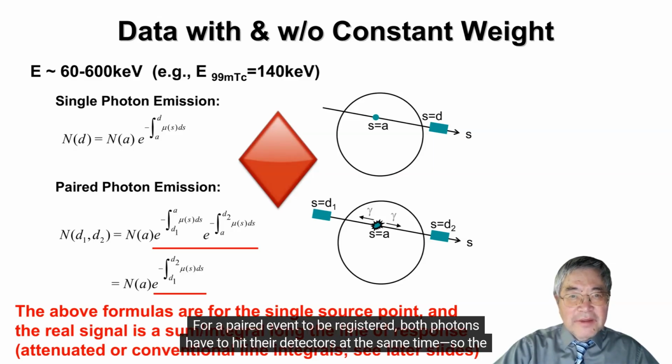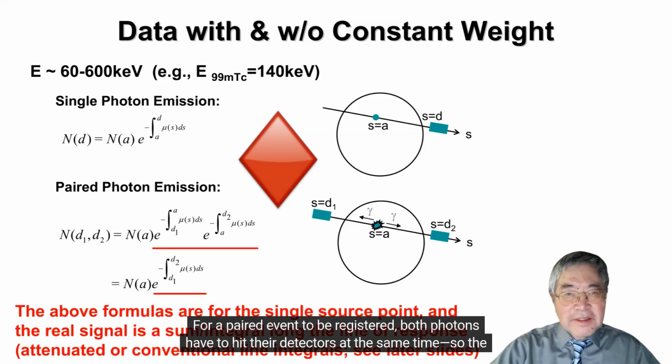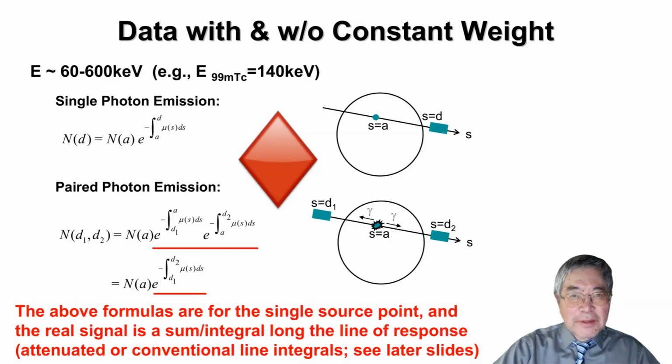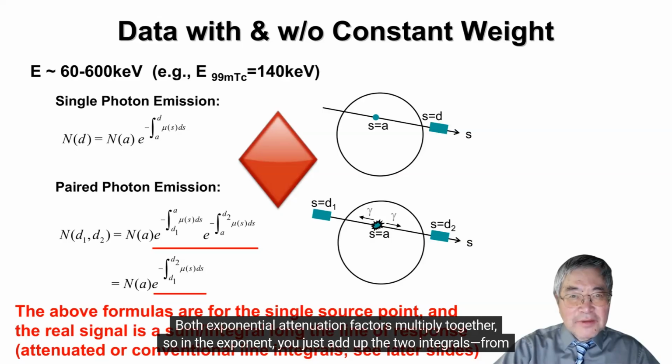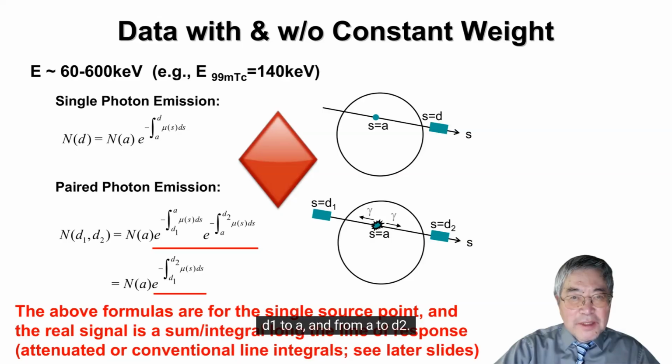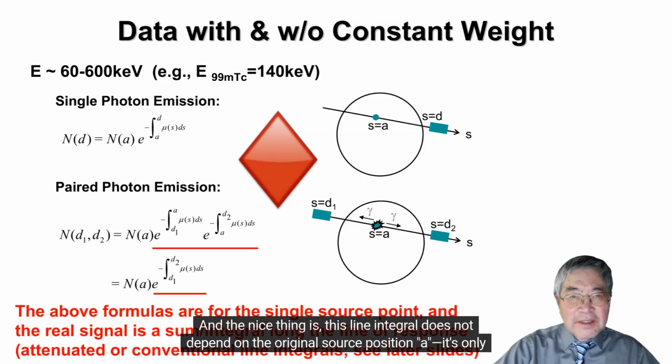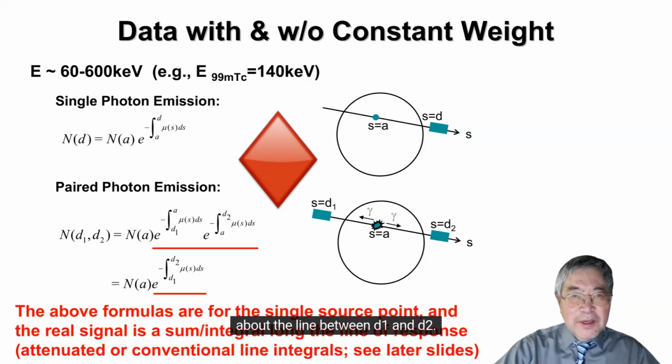For a paired event to be registered, both photons have to hit their detectors at the same time, so the total probability is the product of two individual probabilities. Both exponential attenuation factors multiply together, so in the exponent you just add up the two integrals from D1 to A and from A to D2. Together, these cover the entire path from D1 to D2, resulting in a traditional line integral. And the nice thing is, this line integral does not depend on the original source position A. It's only about the line between D1 and D2.